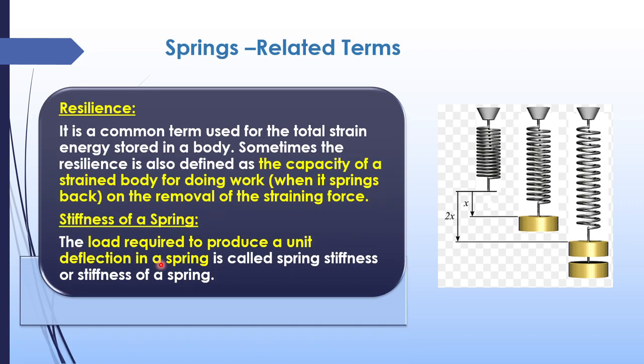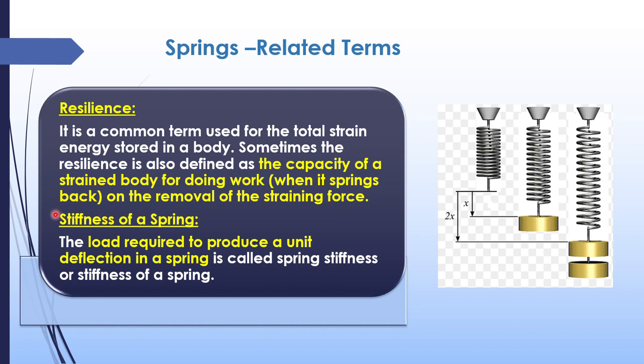Now there are important terms which are related to springs. One is resilience. It is a common term used for the total strain energy stored. The total energy stored in a spring is known as resilience, and it is also explained as the capacity of a strained body for doing work. The capacity of a spring to do work is also known as resilience. It is the total energy stored in the spring.